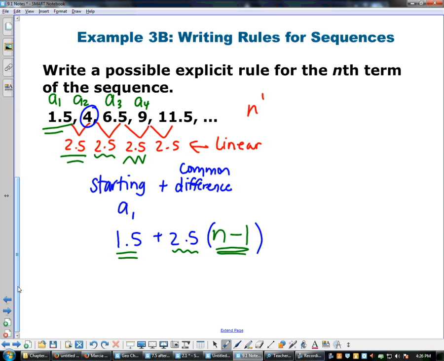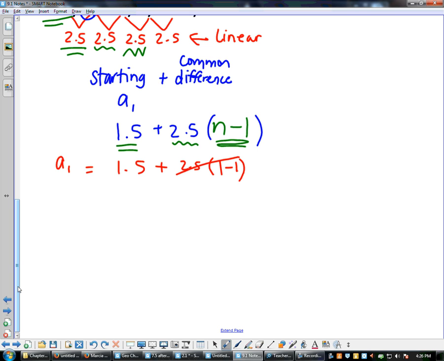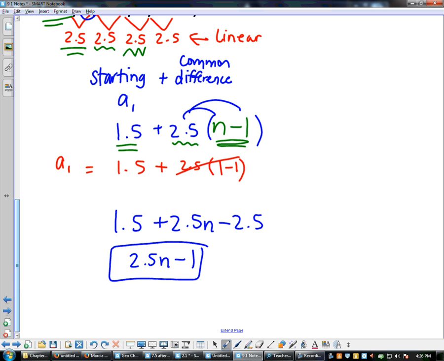So when I have a sub 1, if I put a 1 minus 1 in here, that would be a 0. So for my first term, a sub 1, that would give me a 0 here, and that would give me just my 1.5, my starting point. So to clean this up just a little bit, my formula, if I distribute this 2.5, will be 1.5 plus 2.5n minus 2.5, or my rule can be 2.5n minus 1. So that is the rule that you can now plug in any n value and get out what you would have for this sequence.